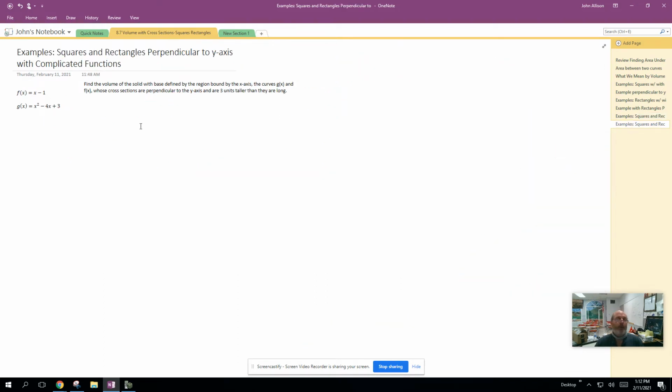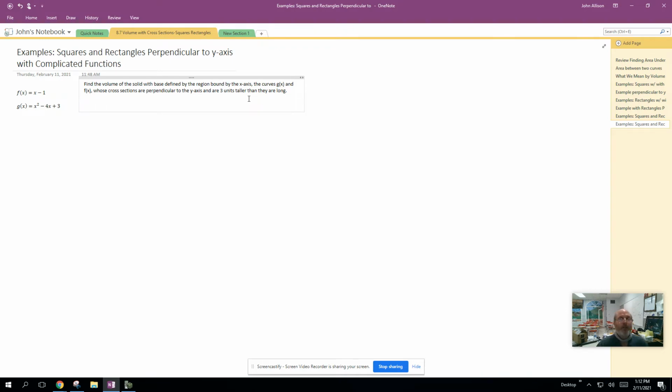We're going to do one now where we have a region bounded by curves and it's going to be perpendicular to the y-axis, and we're going to do a rectangle. So this one, find the volume of the solid with the base defined by the region bound by the x-axis, the curve g of x and f of x, whose cross sections are perpendicular to the y-axis and are 3 units taller than they are long.